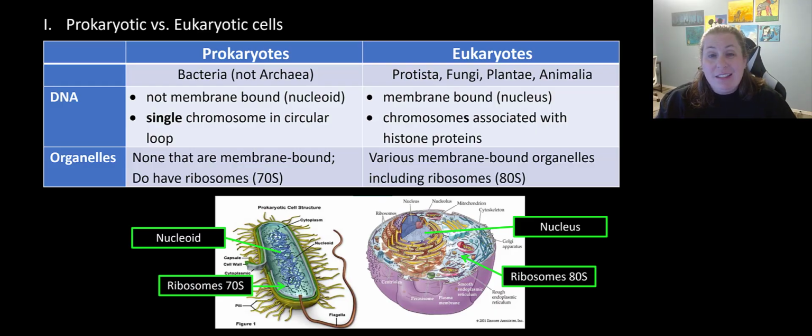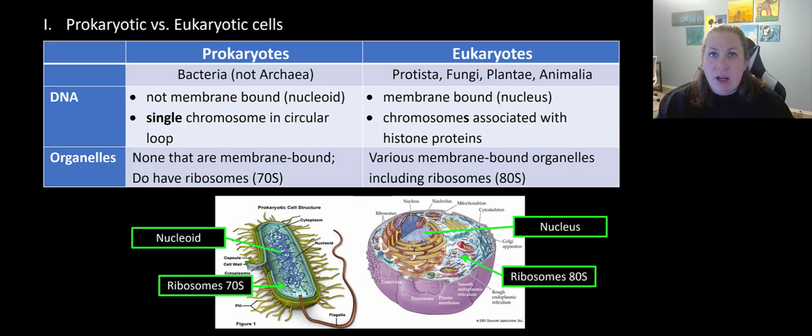With prokaryotic cells, there's not any membrane-bound organelles. They do have ribosomes, but their ribosome structure is different than the ribosomes found in eukaryotes. We say that they have a 70S structure, and this deals with the two subunits that make up a ribosome.